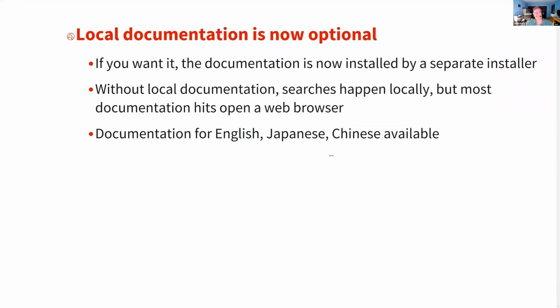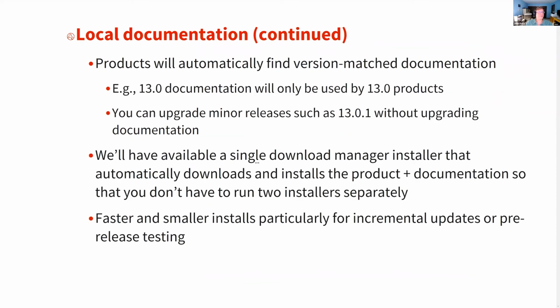Documentation for English, Japanese, and Chinese will be available. And so the way this works is that you don't ever have to worry about finding mismatched documentation. We're going to be looking at the first two components of the version number there. And so if you've installed 13.0 documentation, then it will be found by all 13.0 products.